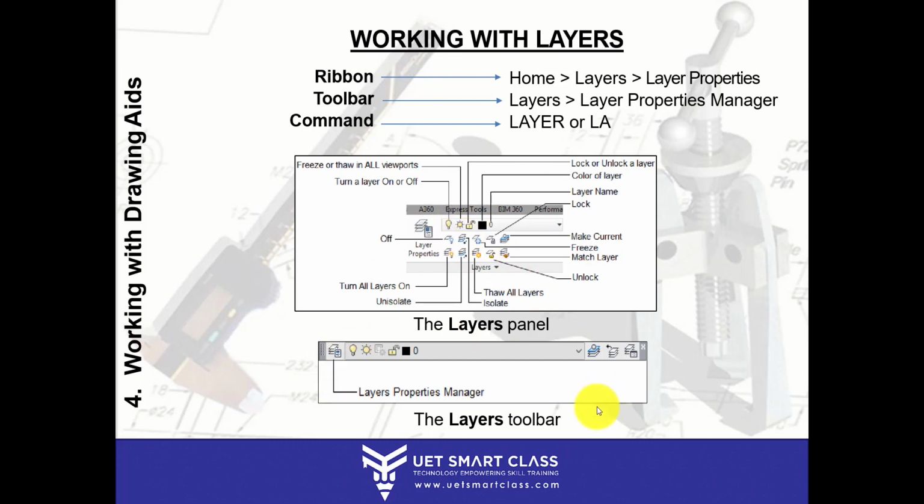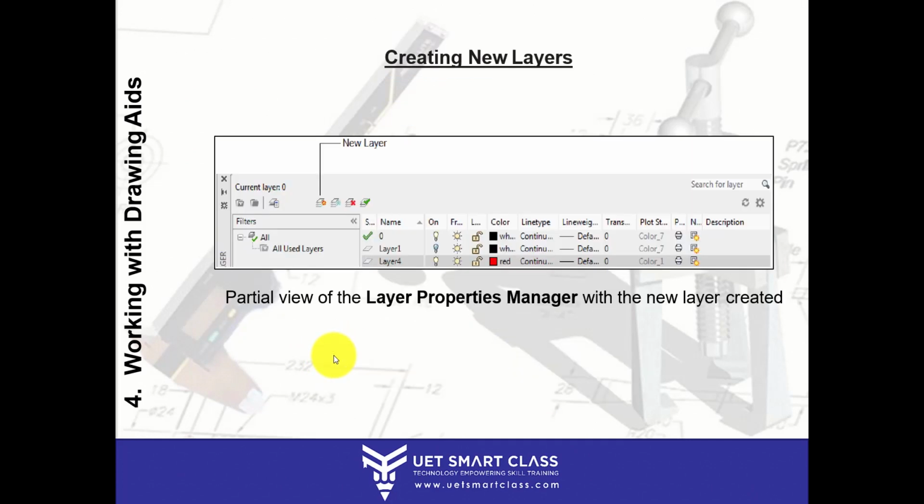Okay. In the layer toolbar, you will find this layer property manager. When you open this, it is a partial view. This is how the property manager will show. So here you can create new layers. By default, a layer named 0 will be there. There are columns here. These are the filters. Here you have options. Current layer is as of now 0. Whichever will be the current layer, it will be showing here.